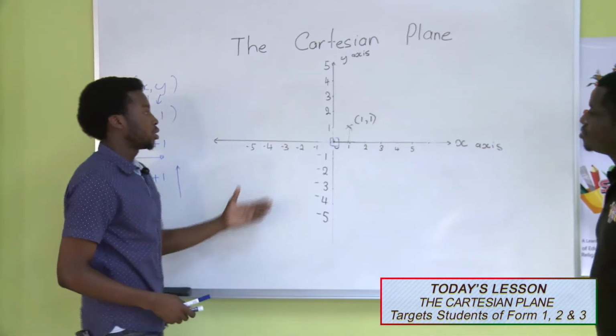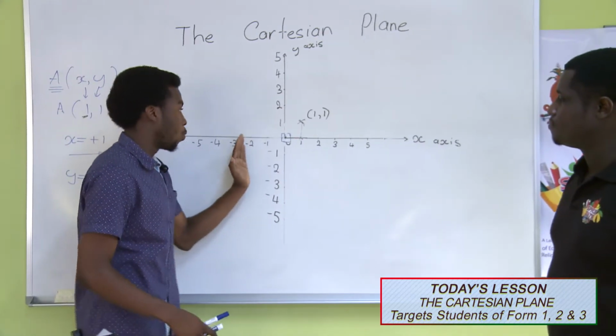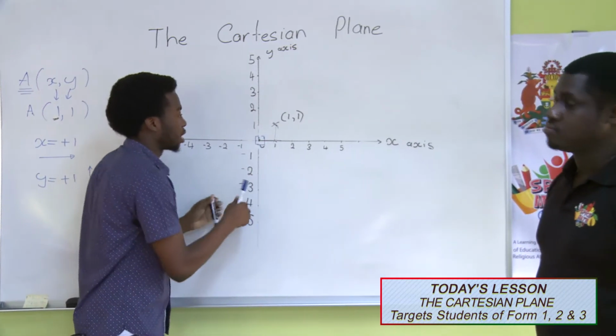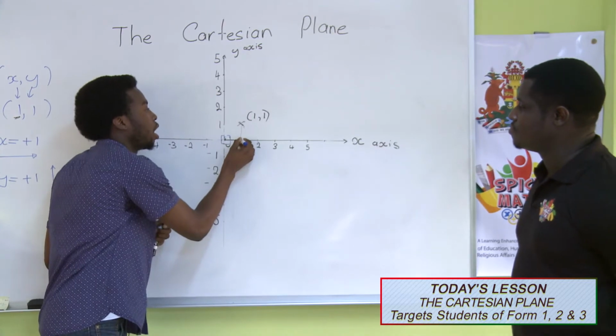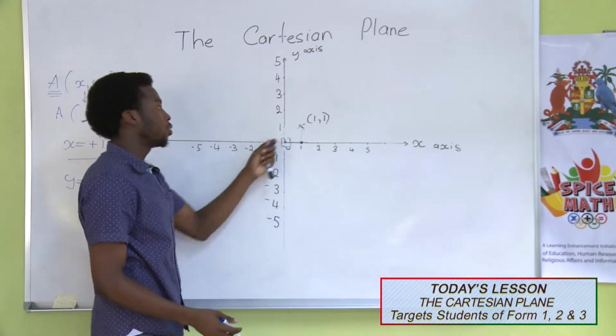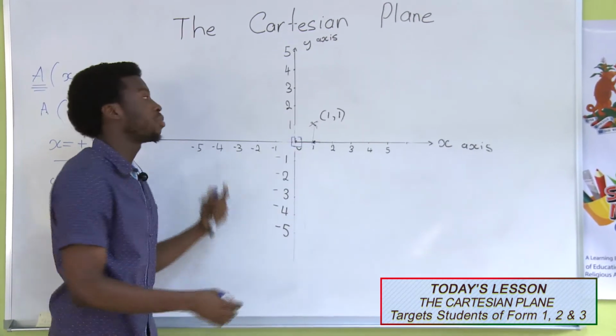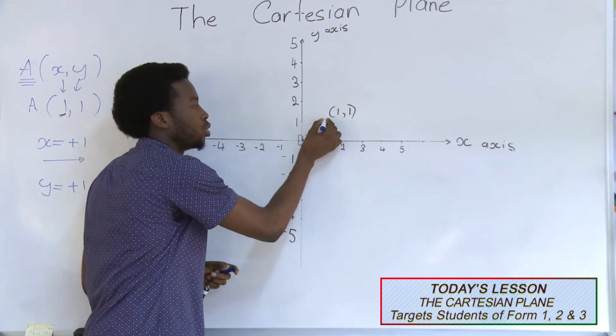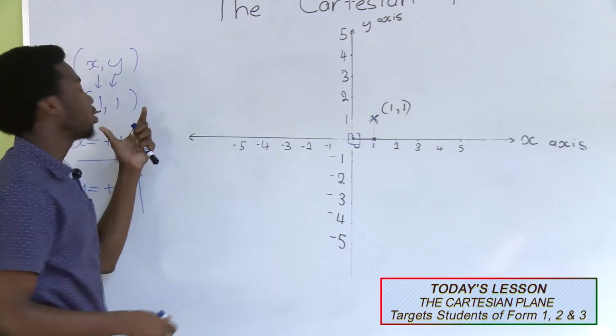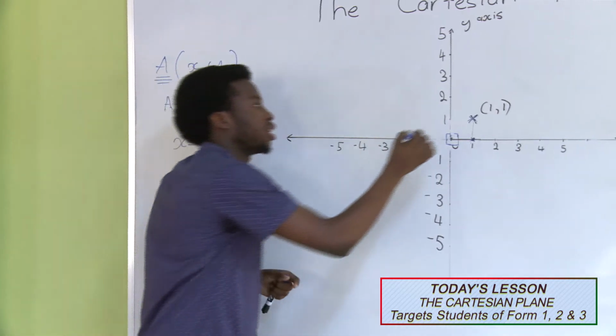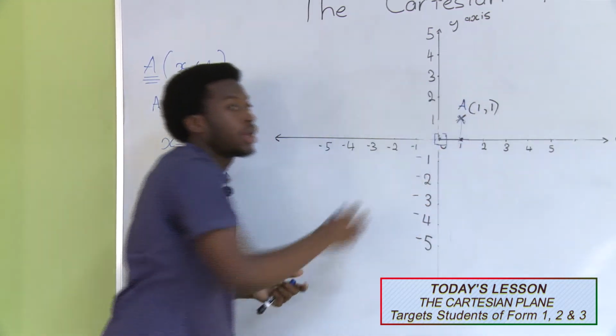So, as he said, you move from the origin 1 unit on the x-axis, which would be here, and then you move 1 unit on the y-axis, 1 unit upwards parallel to the y-axis, which would give you the point here. Once again, we did name our point, so we can't forget our little a right here.